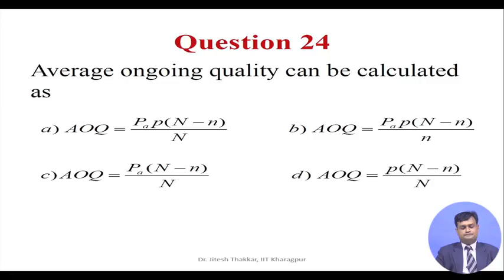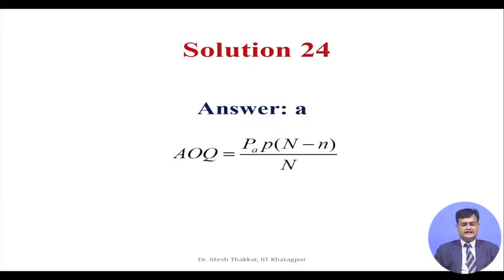Question 24. Average outgoing quality can be calculated as, you are given 4 expressions and you can immediately figure out the right expression for AOQ. The correct answer is A. AOQ is equal to PA times P, probability of acceptance times percent defective, times (N minus n) divided by capital N.